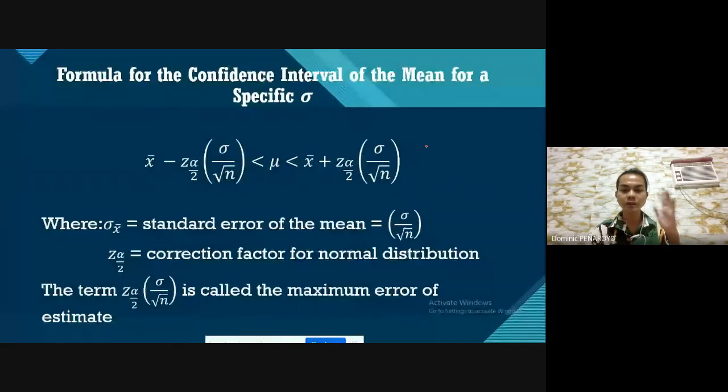Okay, going back, we have here the maximum error of estimate. So we have z alpha over 2 times the quantity sigma all over square root of n. Same with the standard error of the mean, please round off your final answer to the nearest hundredths.